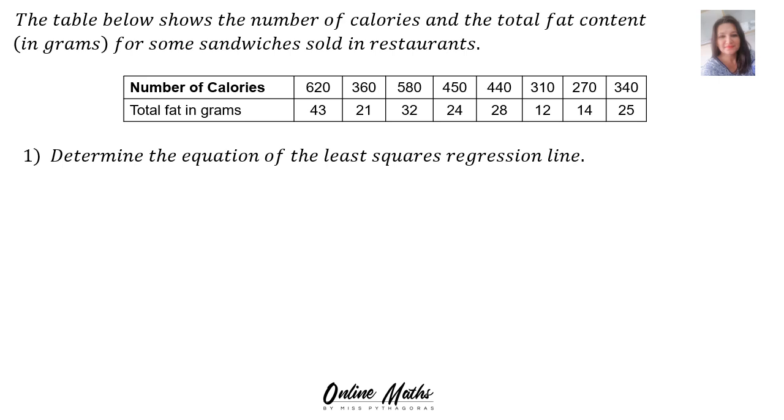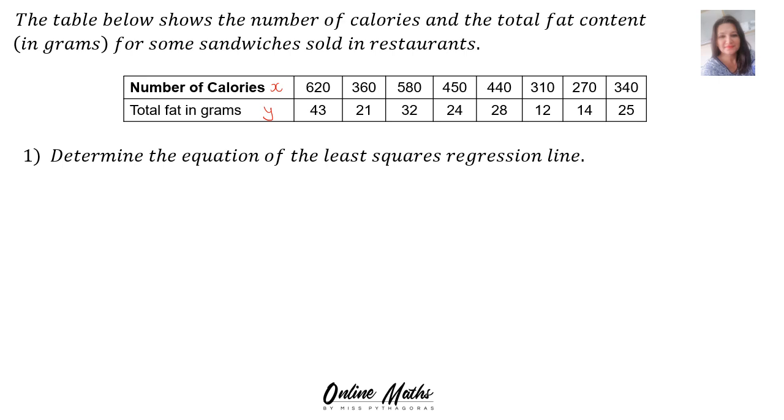The table below shows the number of calories and the total fat content in grams for some sandwiches sold in restaurants. And then you find in the first row the number of calories and in the second row the total fat in grams. The number of calories, that's the X values, and total fat in grams, they are the Y values. Number 1.